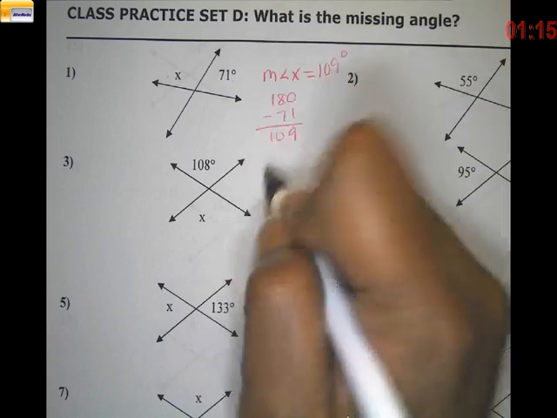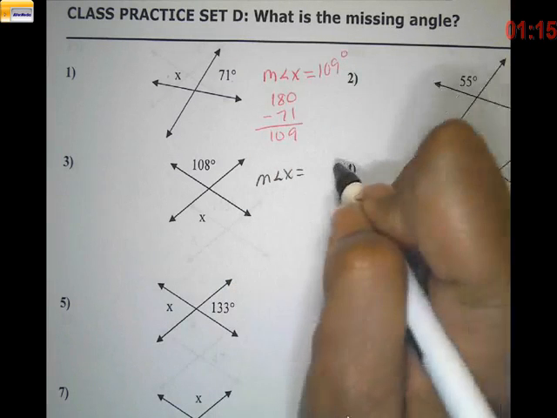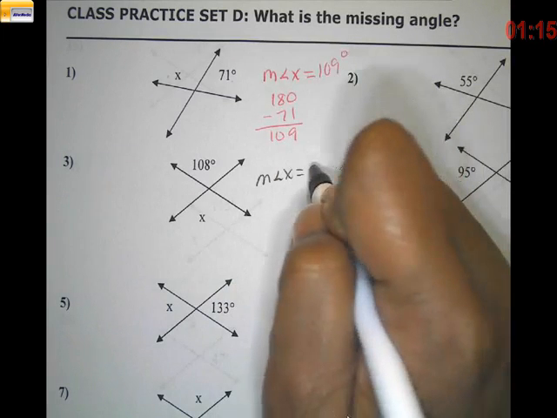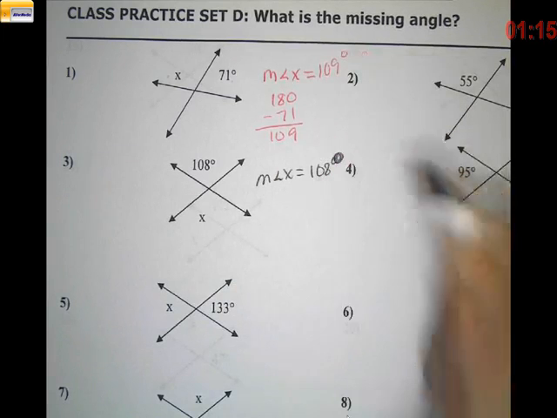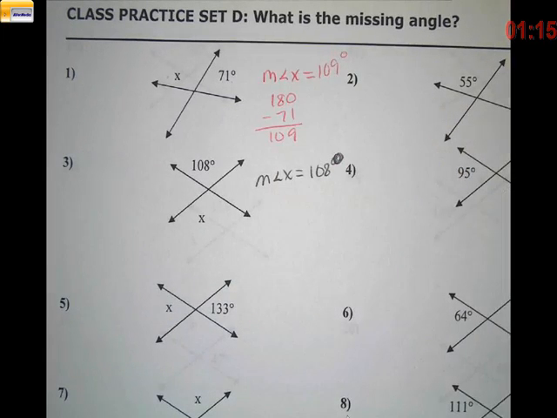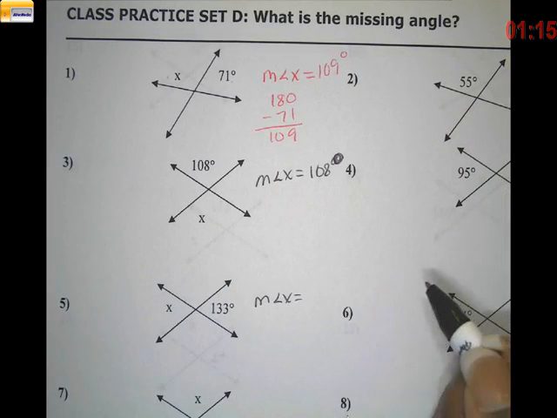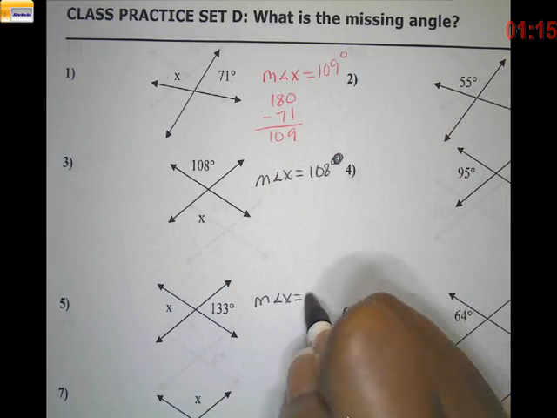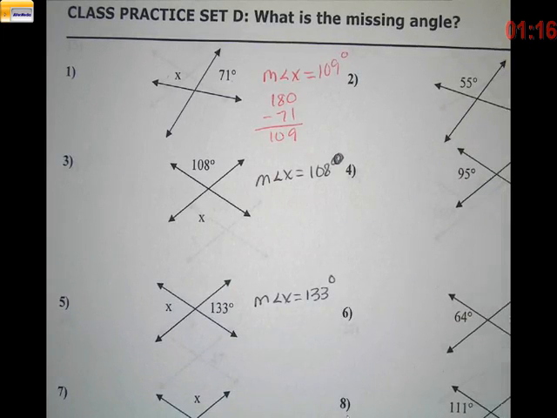Now, on number 3, what is the measure of angle X? It's vertical, so what's the measure of angle X? 108. Opposites are equal. Oops. On number 5, what's the measure of angle X? So, what's the measure of angle X? 133 degrees, okay? So, we've done 2 on that page.